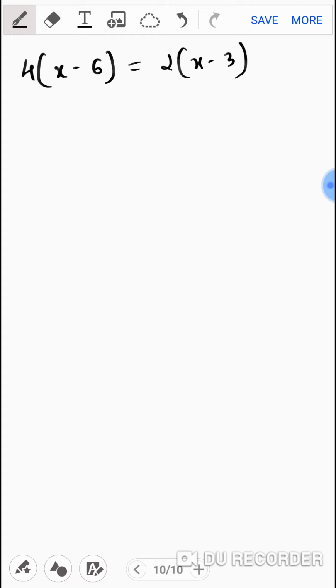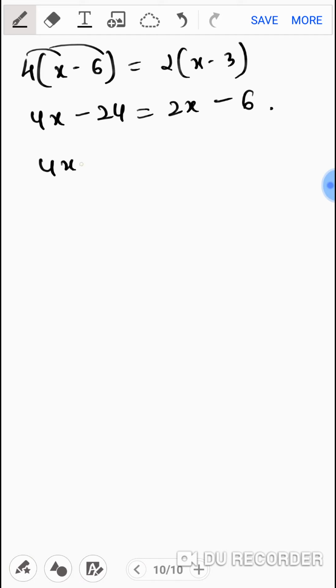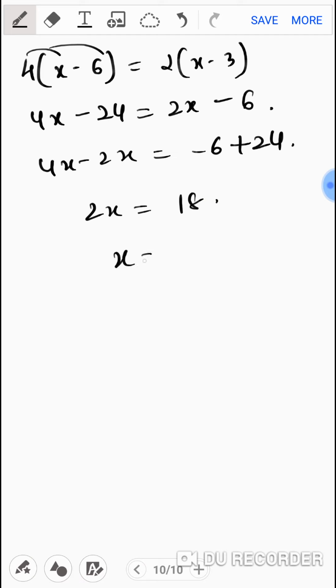I'll take a fresh page. So the complex equation was this. You have to open up the brackets as we always do. Take x's together and your answer is something like this. Clear?